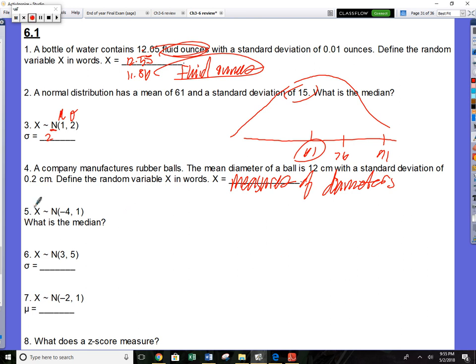Okay, 5, x is a random variable with a normal distribution. The mean is -4, standard deviation is 1, the median, that's -4, it's kind of the same thing. 6, sigma is 5. 7, mean is -2, so these are pretty basic, pretty easy. What does a z-score mean? A z-score is how many standard deviations you are from the mean.